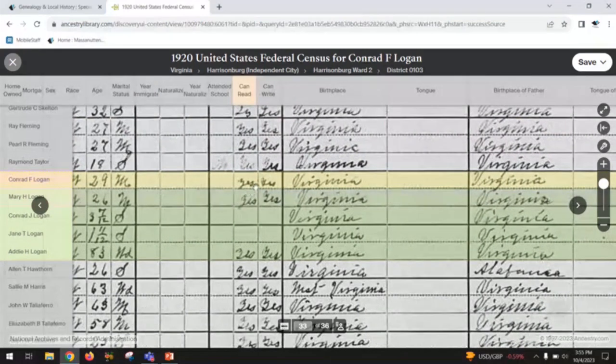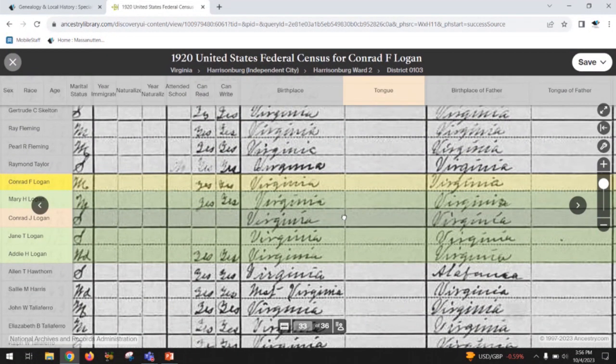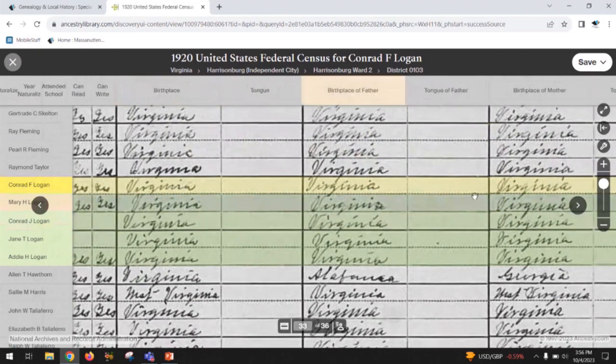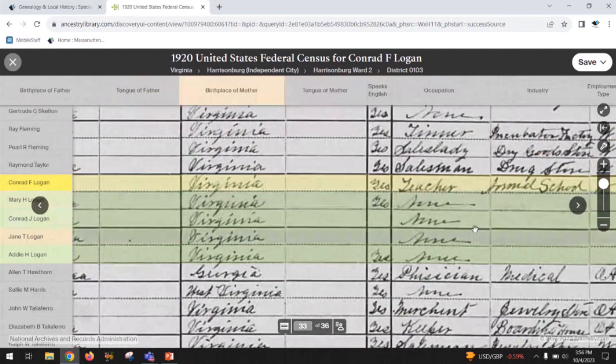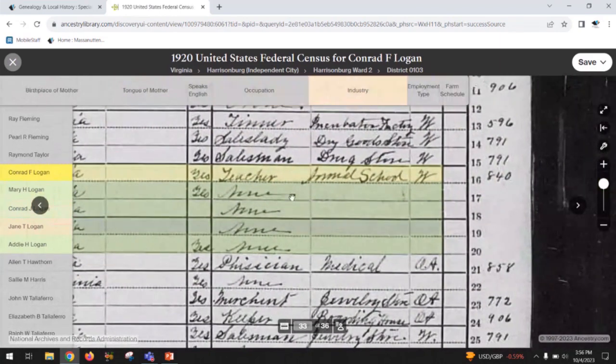They ask if they could read or write. Now, these two can't because they're still children under 4. You see where the person was born and then where their parents were born. And often occupation was included. So he's a teacher at the normal school. So in the last record we looked at from 1942, he was teaching at Madison College. Well, I just happen to know that this is the same employer because it wasn't Madison College until 1938. Until then, it was the State Normal and Industrial School for Women. So he was still at what is now JMU as far back as 1920, at least.